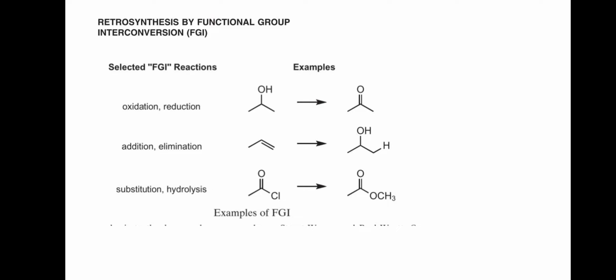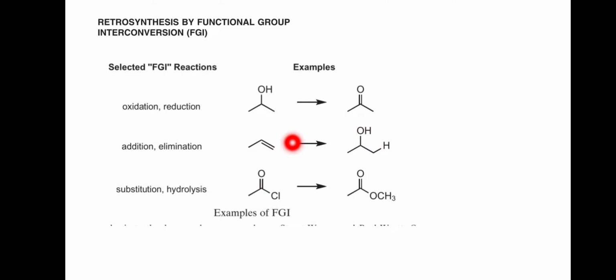Okay, so what is functional group interconversion? It is basically converting one functional group to another. For example, a secondary alcohol gets oxidized to a ketone, or the reverse, reduction of a ketone to an alcohol. That is oxidation-reduction, and this is one example of functional group interconversion.